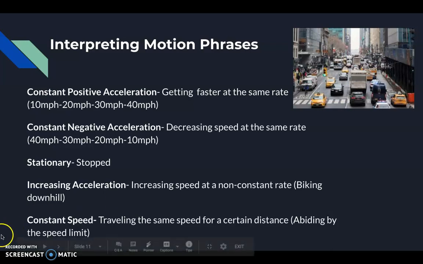And then last, constant speed would be traveling at the same speed for a certain distance, essentially abiding by the speed limit. And if you wanted to say constant velocity, it would have this same component, but it also would be in a specific direction. And I put a picture of traffic on here because when you're in the car, you experience all of these types of motion, give or take, at any time.